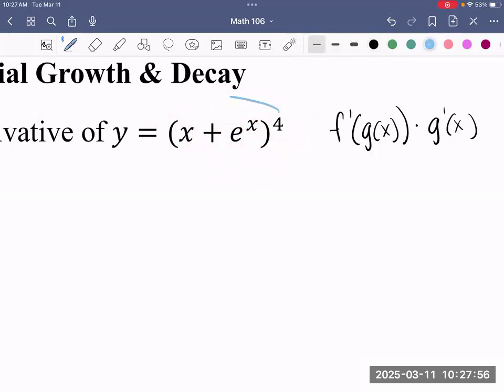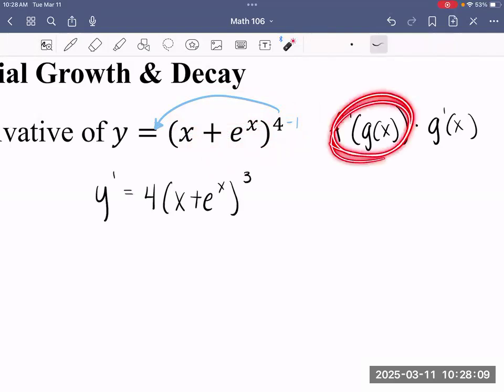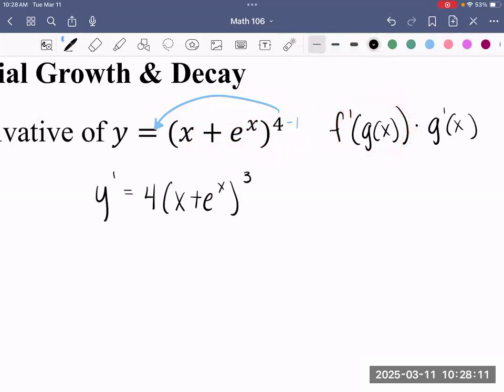So let's go ahead and bring that 4 down and subtract 1. We have the derivative of y is 4 times (x plus e to the x) cubed. That is the derivative of the outside function. Now we get to derive the inside. The derivative of x is just 1, plus the derivative of e to the x, which is just itself. And there you have the full derivative.